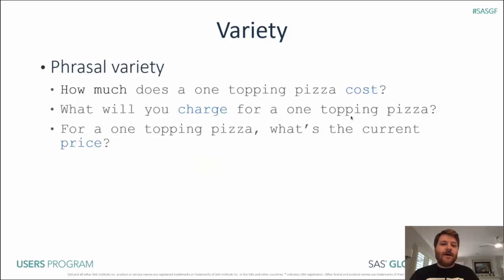The first thing we'll talk about in terms of variety is phrasal variety. Think about the different ways people might phrase things to mean the same thing within a domain. In this case, we're still talking about ordering a pizza. It's just as likely that somebody might say, how much does a one-topping pizza cost, as what will you charge for a one-topping pizza? Or for a one-topping pizza, what's the current price? You can imagine there's lots of different ways people might phrase these, and just as you would want to take different images from different angles of a car, you want to approach this as what are the different ways people might say the same thing, all of which is supplying better training data to the machine learning underneath the covers.